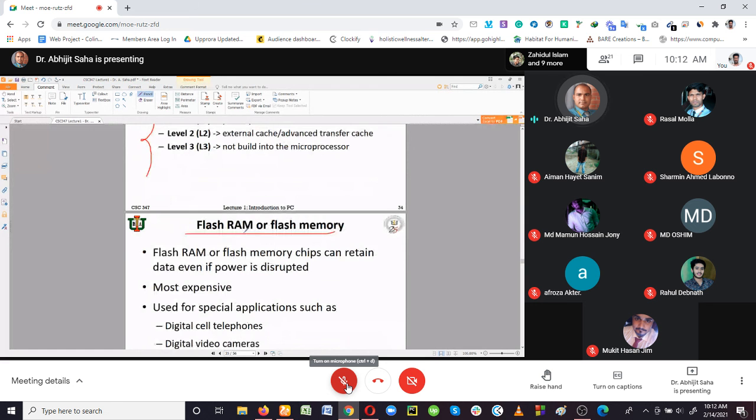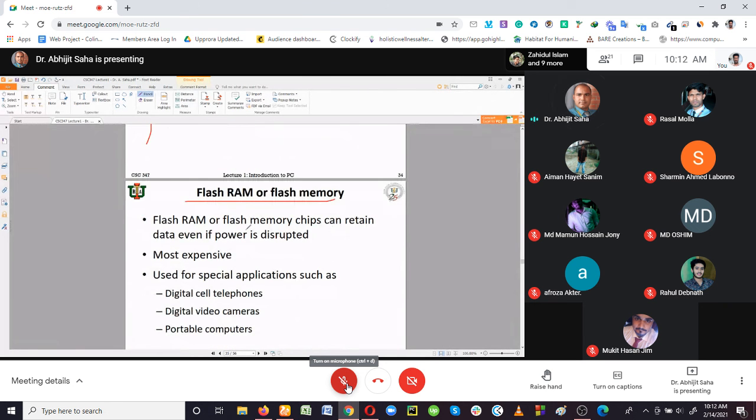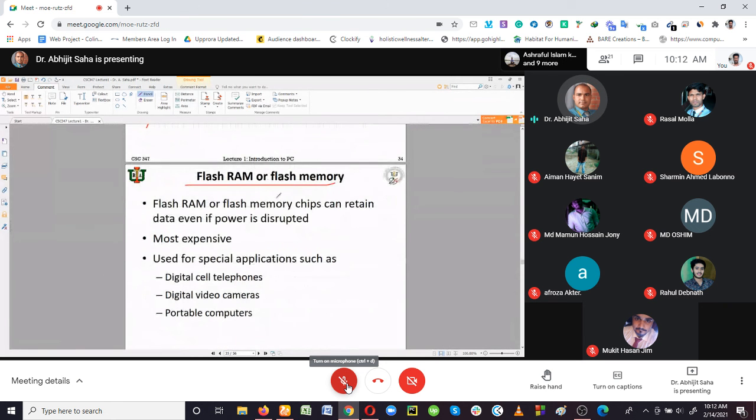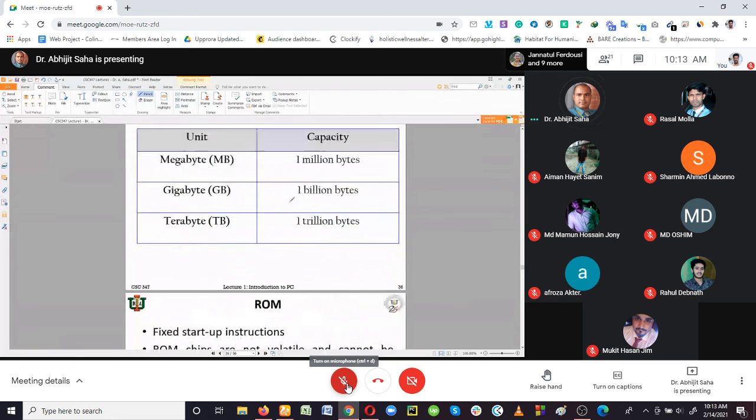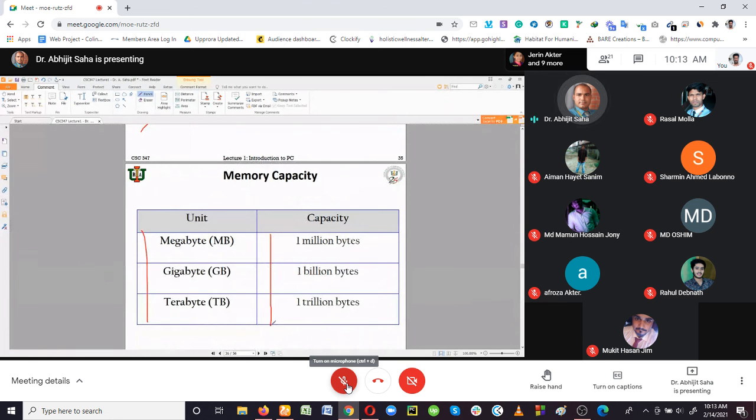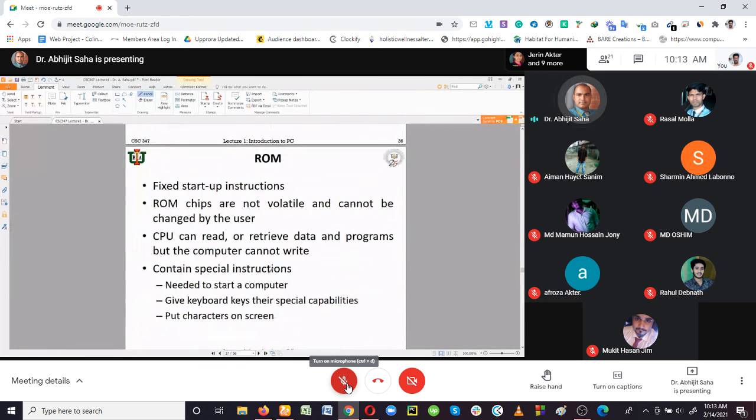For the flash memory, the question should come as define flash RAM. So you can tell what flash RAM is, why we say it is the most expensive, and what the different applications or devices known as flash memory are. You should know that. These are the capacities, simply you know them. So just revision. And then the next one is the ROM.